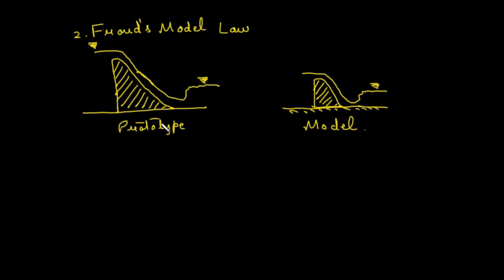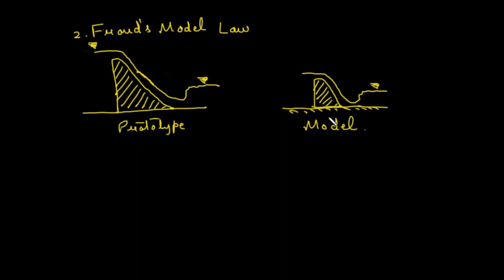The next model law which we will discuss is the Froude's model law. Froude's model law states that the Froude number of the prototype should be equal to the Froude number of the model. Now this model law is applied where gravity forces are important, like open channel flows, flow over spillways, weirs, etc.